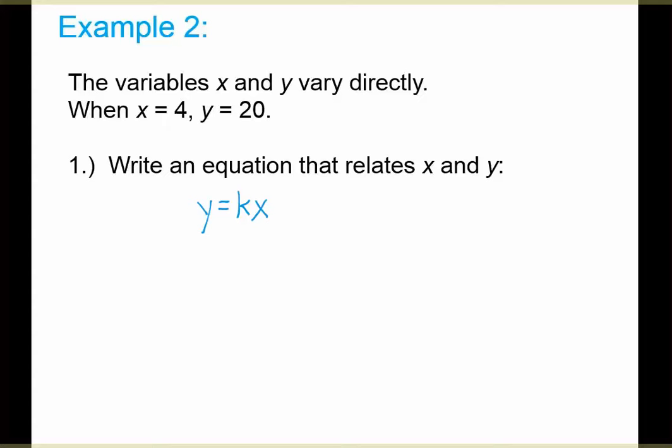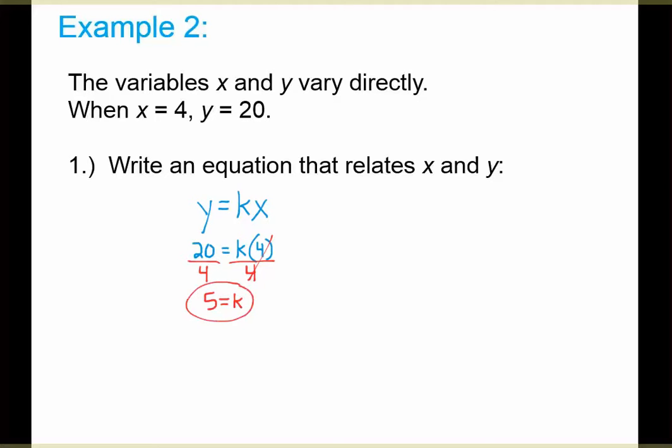So I know that my y value in this one specific instance is 20, and in the same instance, the x is a 4. From here, it's a basic one-step equation. You're going to divide both sides by 4, and that's going to give you your k value. So your k equals 5.